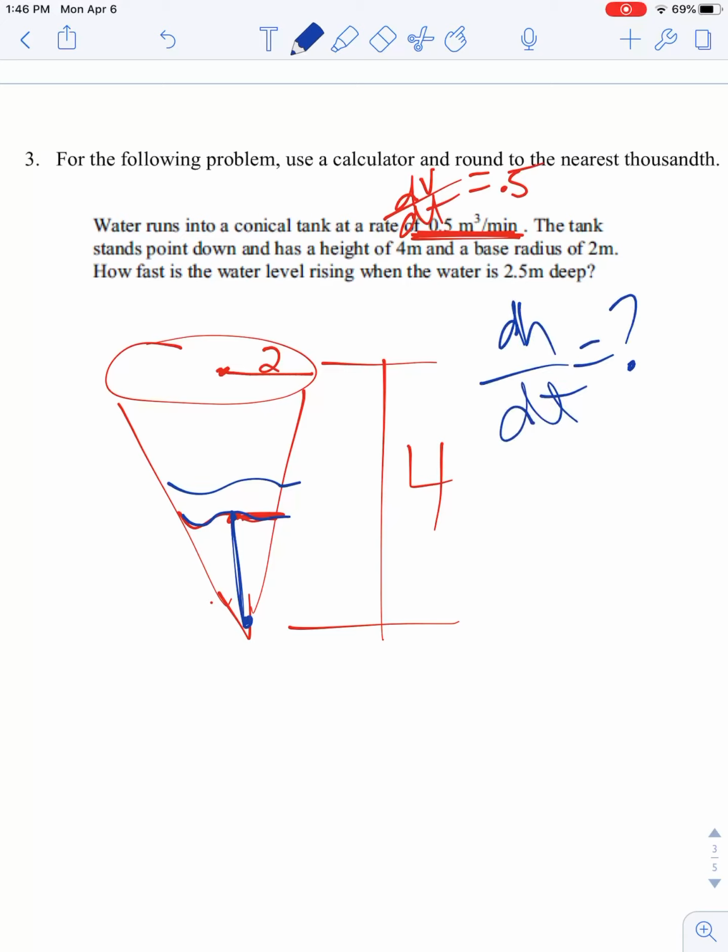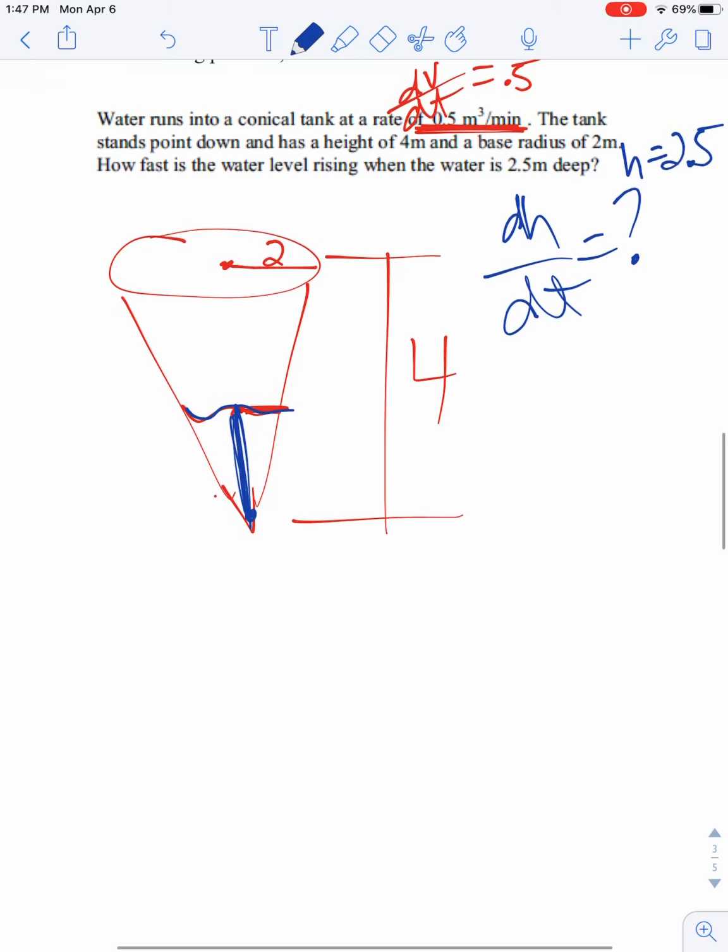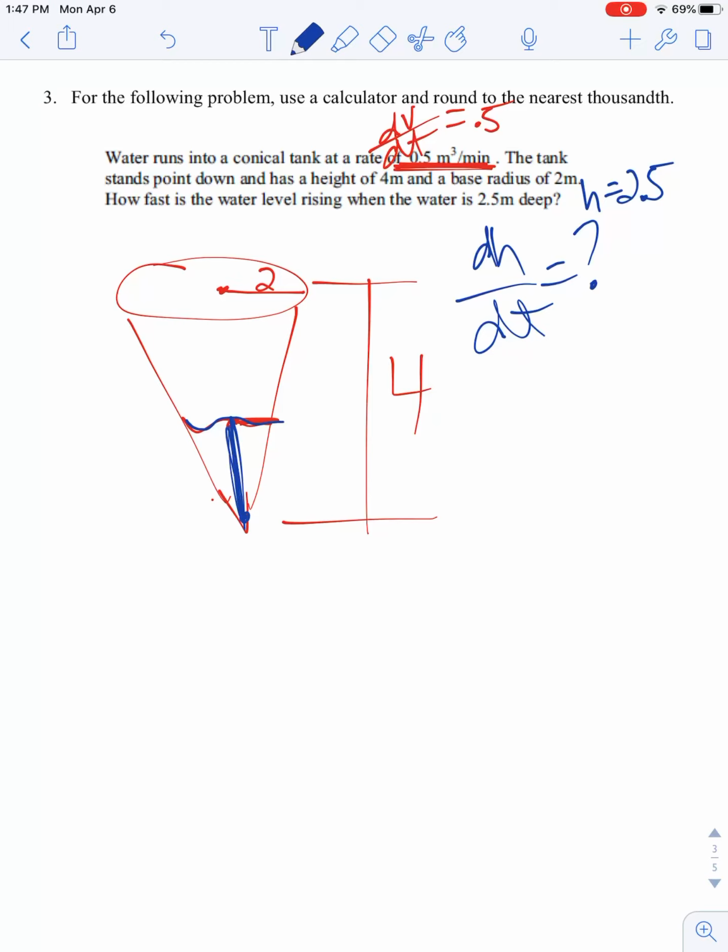How fast is the water level rising when the height is at 2.5? At that minute, we take a picture when the water is right here, filled up at a height of 2.5. Okay, so what are we talking about? We're talking about a volume of a cone.